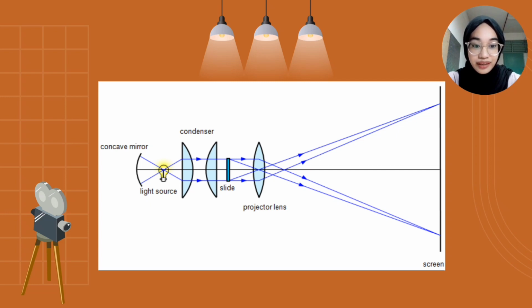The slide or film has to be put upside down and turned left or right to form a real image the right way up on the screen. Otherwise, the image formed on the screen is inverted both laterally and vertically.